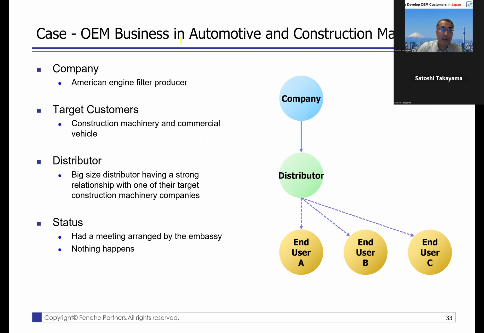So I'd like to explain a case study about automotive and commercial vehicles. This is a case of an American engine filter producer. Their target customers are construction machinery and commercial vehicles. They asked the US Embassy to arrange meetings with some distributors. They met the distributor, but nothing happened. So the reason is here.